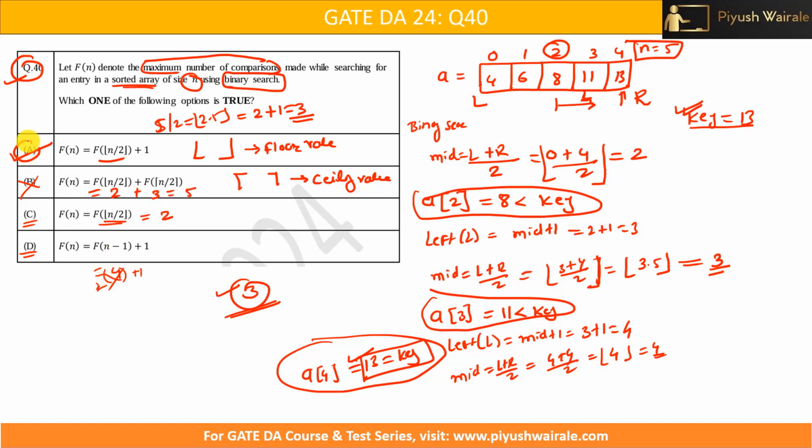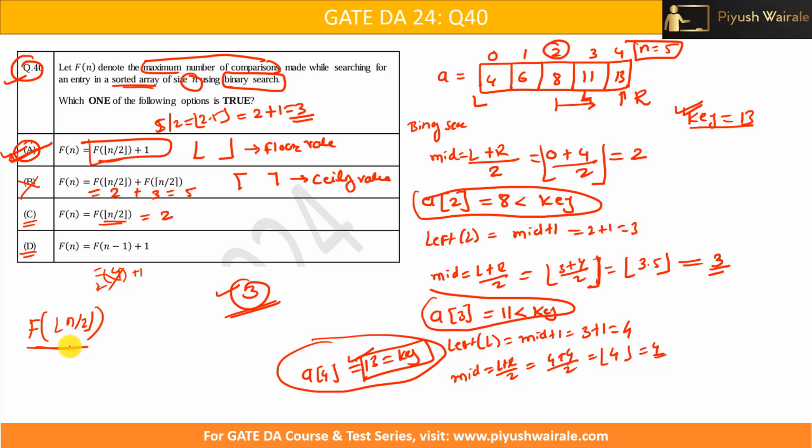Now, in this case, option A is the correct one because we only required 3 comparisons for n equals 5, because we are interested in finding the maximum number of comparisons. And this f of n will denote the maximum number of comparisons made while searching an entry. So same thing, f of the floor value of n by 2, plus 1 is required. So this is the correct option here. And please take note that here it is f of the floor value of n by 2, not n by 2, right?